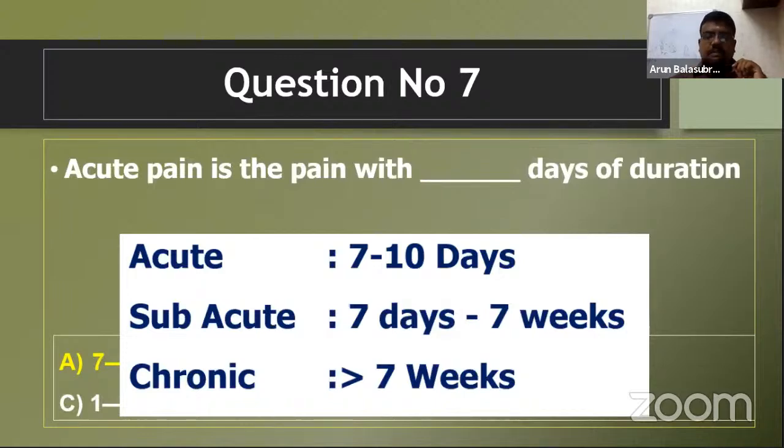So acute pain is if the patient has pain for 10 days. Subacute is from 7 days up to 12 weeks or 13 weeks, and chronic pain is more than 13 weeks, more than 1.5 months, is called chronic.